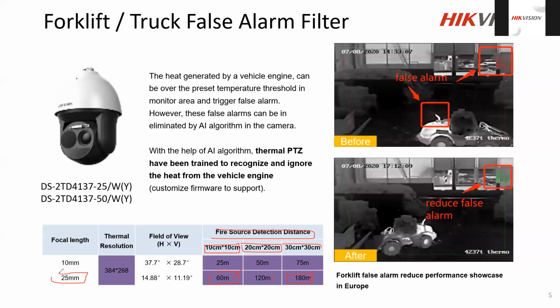Also, you can see when the focal length is low, the detection range is also low. So if it is a warehouse or some sort of an enclosed area, you can go for a lesser focal length.